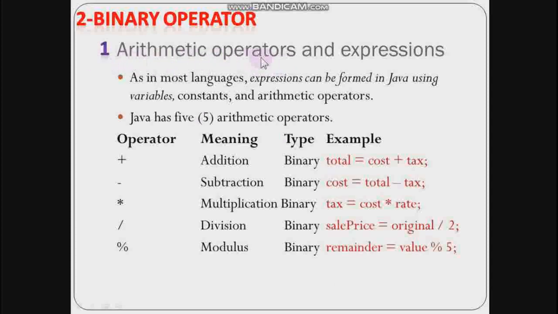So how many arithmetic operators are available in Java? Total five different arithmetic operators are available: addition, subtraction, multiplication, division, and modulus. As you know, addition is used to perform addition, subtraction for subtraction, and the star symbol is used to perform multiplication, slash is used for division, and one more operator here is the modulus operator. This one is a modulus. It's not a percentage sign. It's a modulus operator in Java.